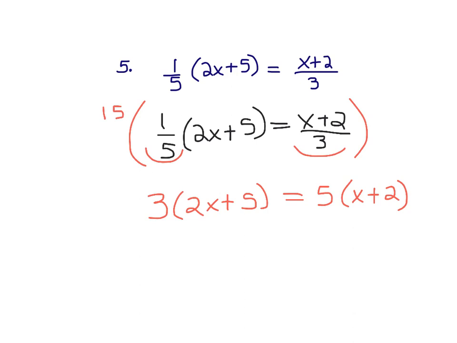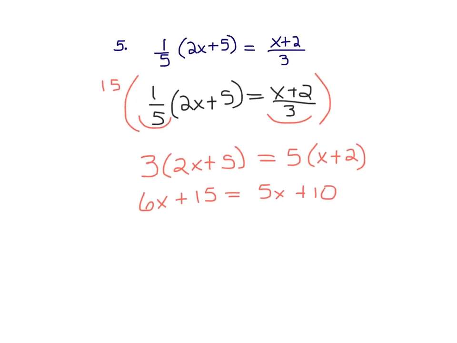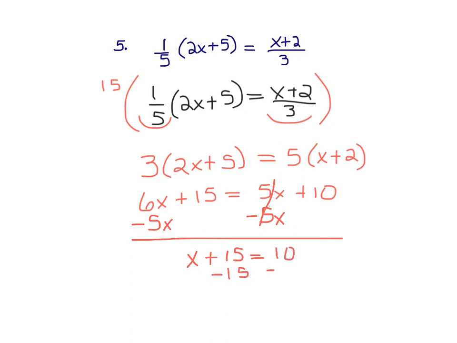So now I need to distribute on both sides of my equal sign. So when I distribute the 3, I get 6x plus 15, 5x plus 10. And now I can group my like terms. So I'll move the 5x by subtracting it. And then I'm left with x plus 15 equals 10. Subtract the 15, and x equals -5.